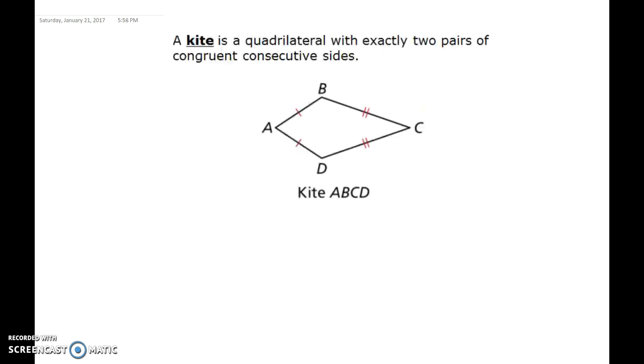All right, now the last figure that we're going to talk about in section 6.6, and what we're going to end the chapter with, is a kite. It's another special quadrilateral, so it's a four-sided figure. Now a kite is a quadrilateral that has exactly two pairs of congruent consecutive sides. So it's not just congruent sides, but they must be consecutive. Here we have two consecutive congruent sides there, and then two consecutive congruent sides there.